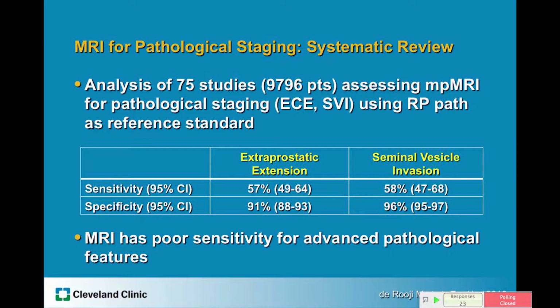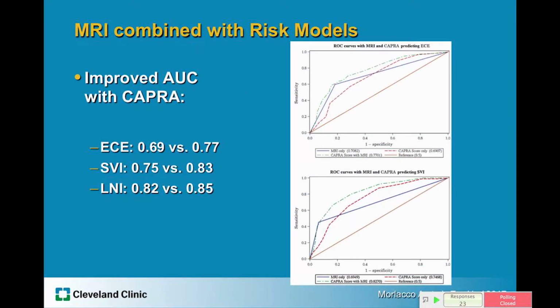That's if you use MRI in isolation, that information in isolation. But interestingly, if you combine the information from the MRI into known risk models, this study looked at additional information provided by the MRI when combined with either the CAPRA score or Partin tables. And what they found is MRI increased the accuracy of the model in detection of extraprostatic extension and seminal vesicle invasion substantially, increasing the accuracy. But interestingly, it did not increase the accuracy of detection of lymph node involvement.